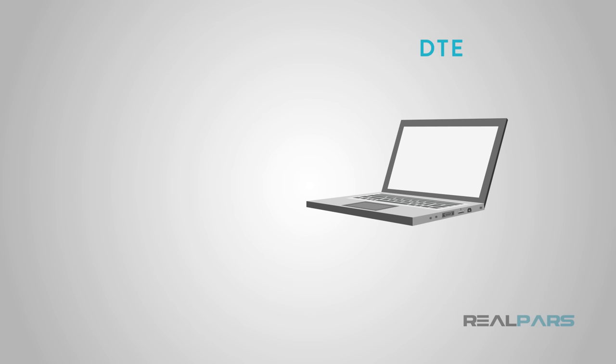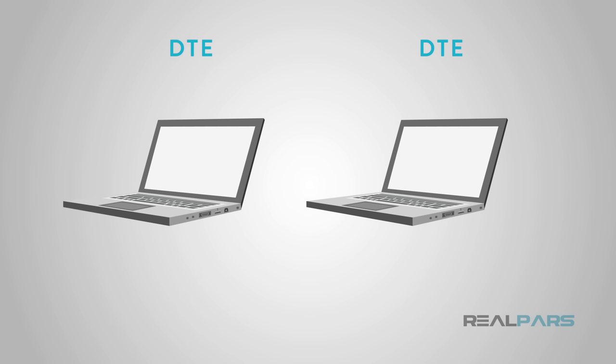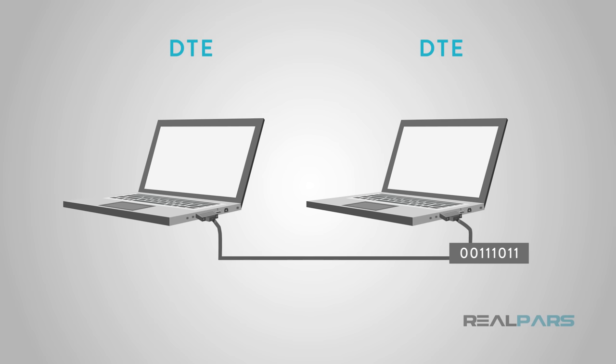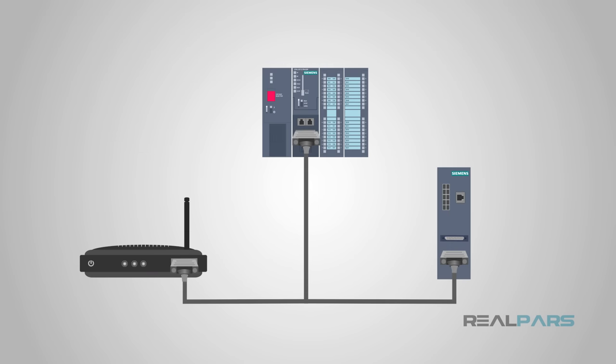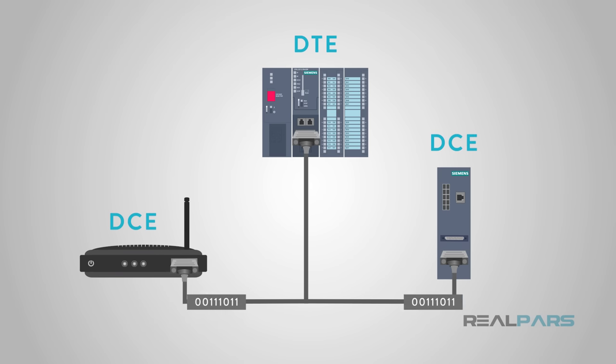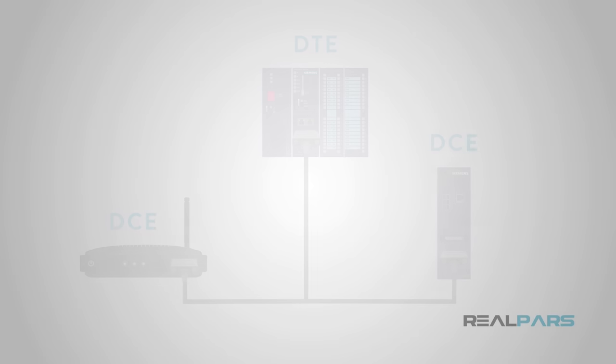The reason this is important is because two DTE or two DCE devices cannot talk to each other without some help. This is typically done by using a reverse null-modem cable to connect the devices. Typically, our PLCs will be DTE, and our devices will be DCE, and everything should talk to each other.